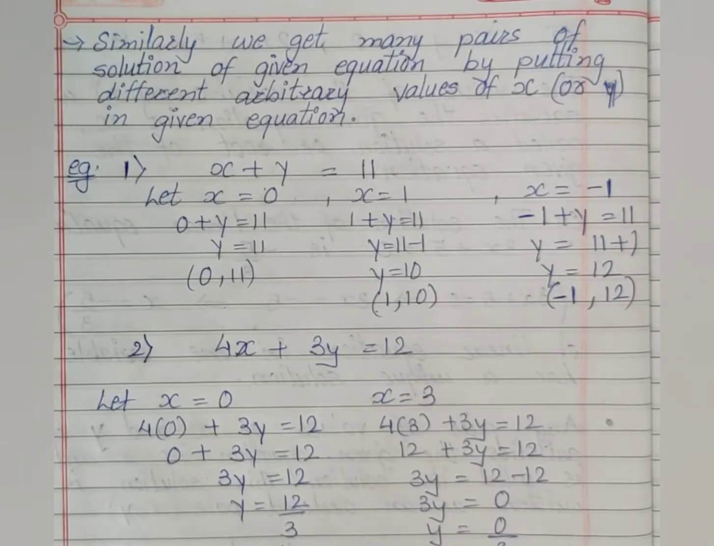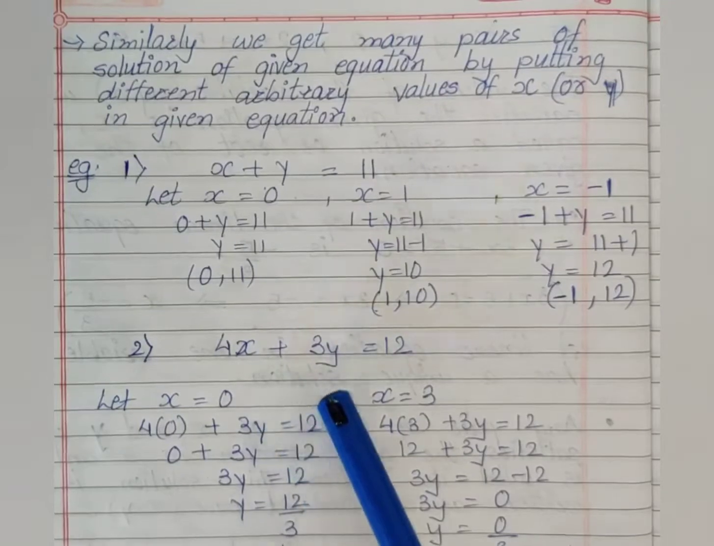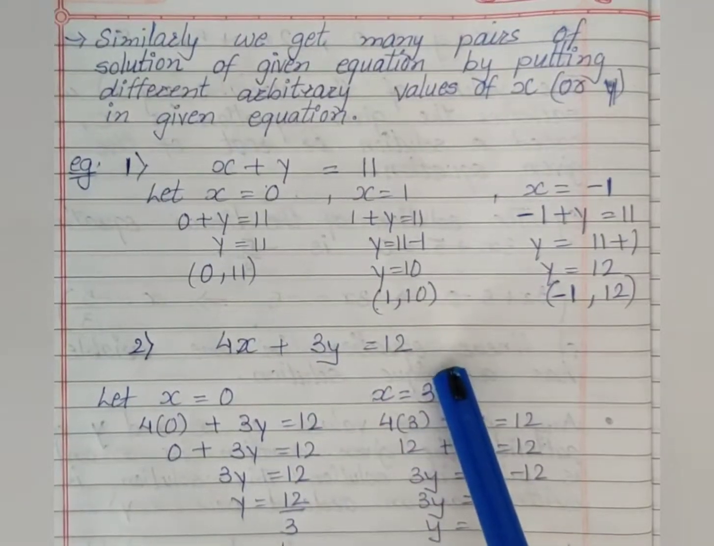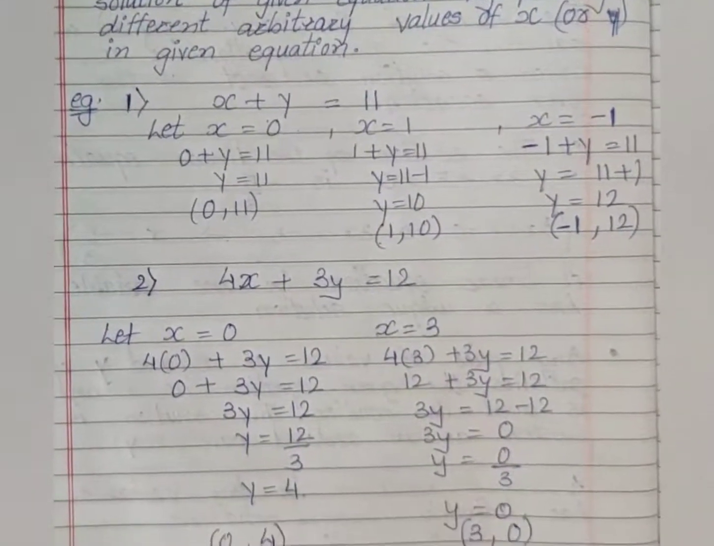But it is not necessary that every time in the solutions you will get integers only. You may get any rational number. For that, let's see example number 2. Given linear equation is 4x plus 3y equal to 12. Let's suppose that let's put the value of x equal to 0.